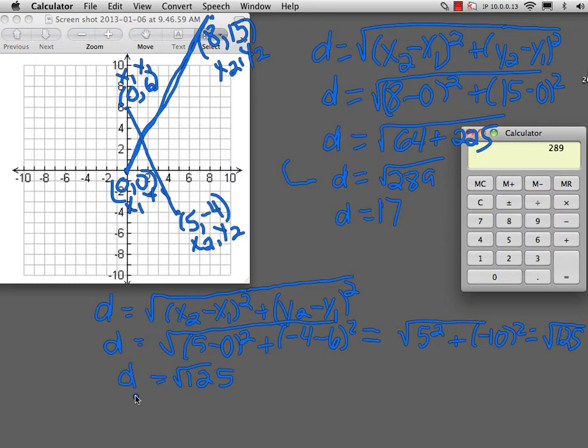Now, just as a quick reminder, to simplify square roots, 125 doesn't have a perfect square, so we look for any perfect squares in it and factor them out. We know 5 is a factor of it, so 125 is 25 times 5, or the square root of 25 times the square root of 5. And so in essence, the distance will be 5 square root 5.